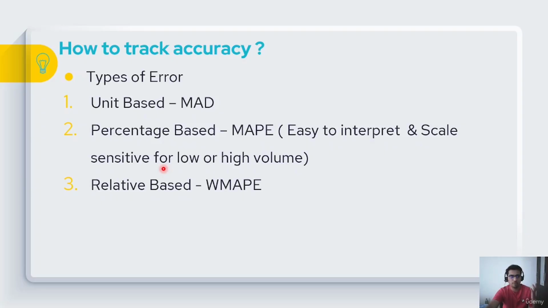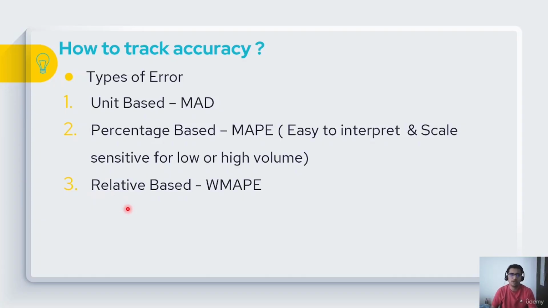For example, suppose you have a product which goes only 10 units per month, and then you see 5 units of variation, then overall you see a 50% error or 50% accuracy in this case. Now since this 10 units is very low in number, 5 units of variation is also a big variation. So low volume can really influence the whole output.